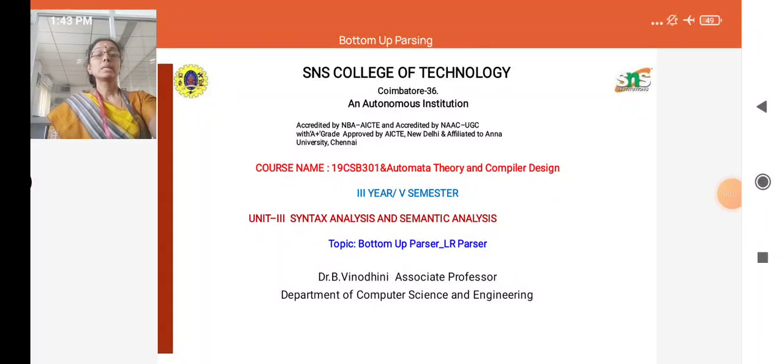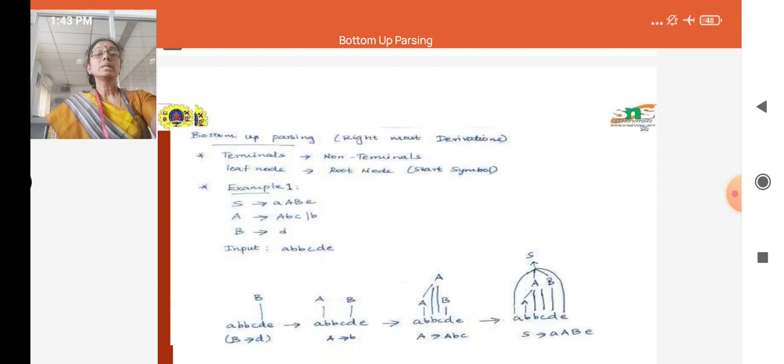Everyone, in today's lecture series of Automata Theory and Compiler Design, we are going to see an introduction to the bottom-up parser, the types of bottom-up parser, and how to parse the input string using the shift-reduce parser and LR parser. So already you know what a parser is.